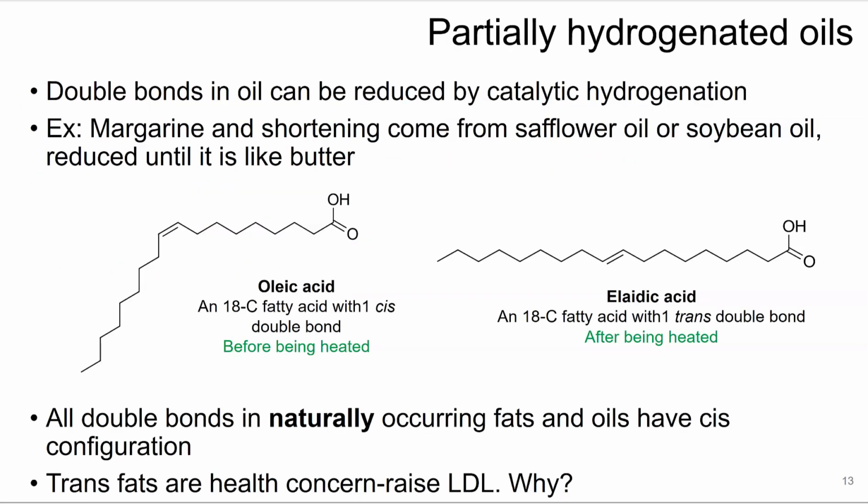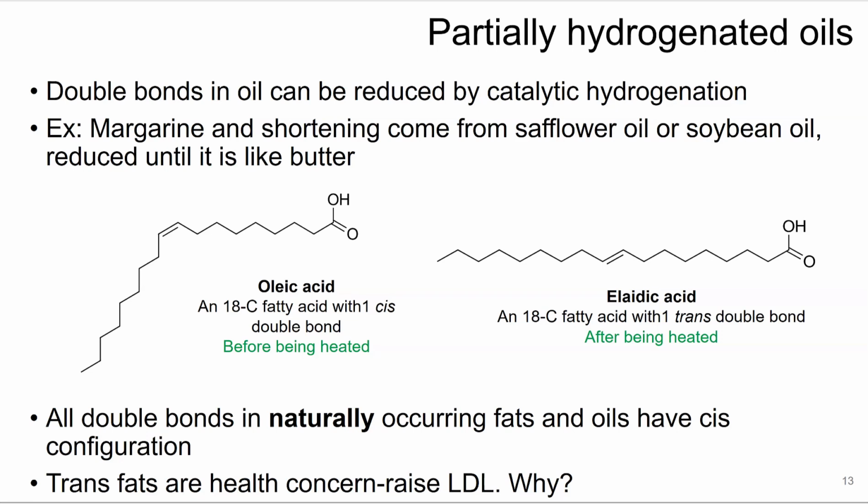Partially hydrogenated oils are oils that are created from partial catalytic hydrogenation, which means that they will get rid of a double bond. So margarine and shortening come from safflower oil or soybean oil, and then they reduce those double bonds so it's more like butter. So before the oil is heated to make it partially hydrogenated, it has a cis double bond, but then it gets hydrogenated and now creates a trans double bond. All double bonds in naturally occurring fats and oils have a cis configuration, and the trans fats are the ones that are raising health concerns because they raise your LDL and your cholesterol.